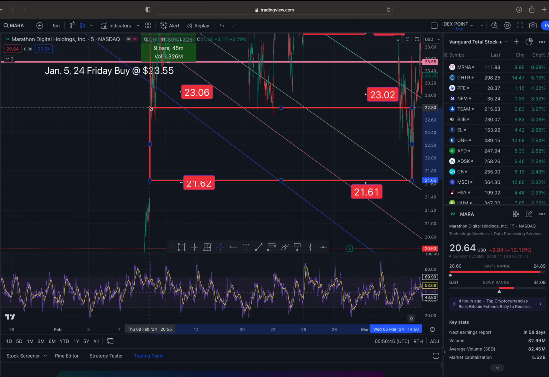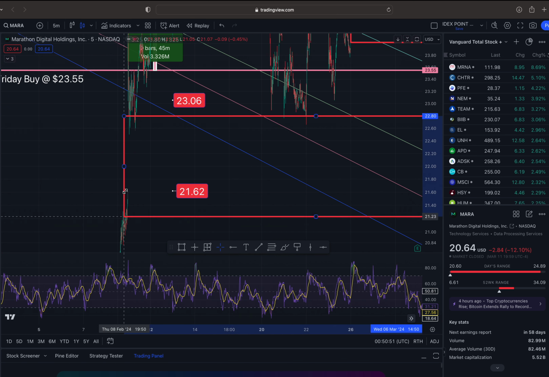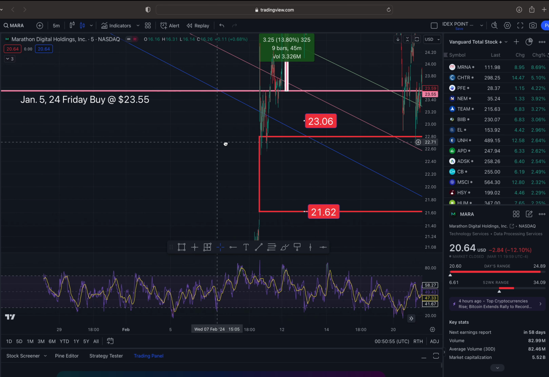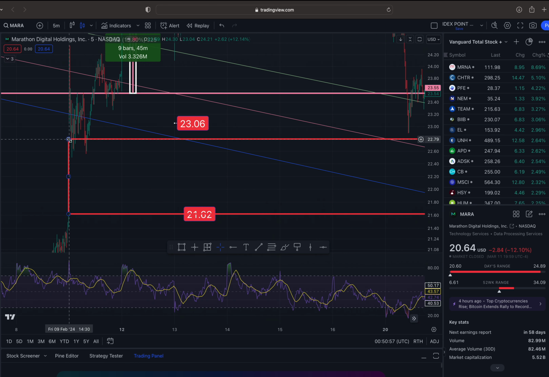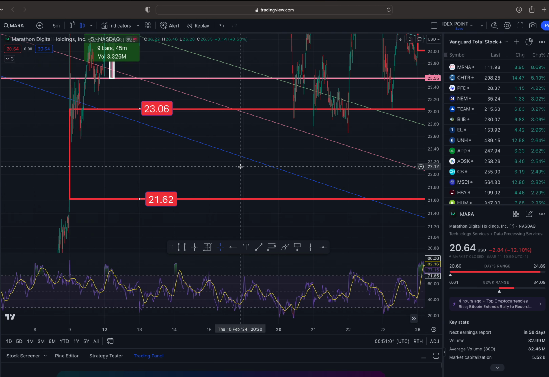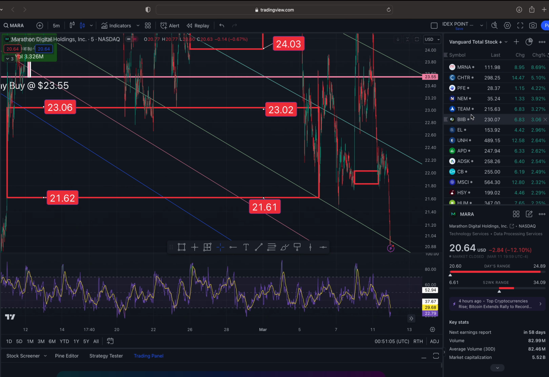Somehow my target moved here. Let me turn on the magnet so it helps me. There we go. All right. So this gap finally closed to the downside.